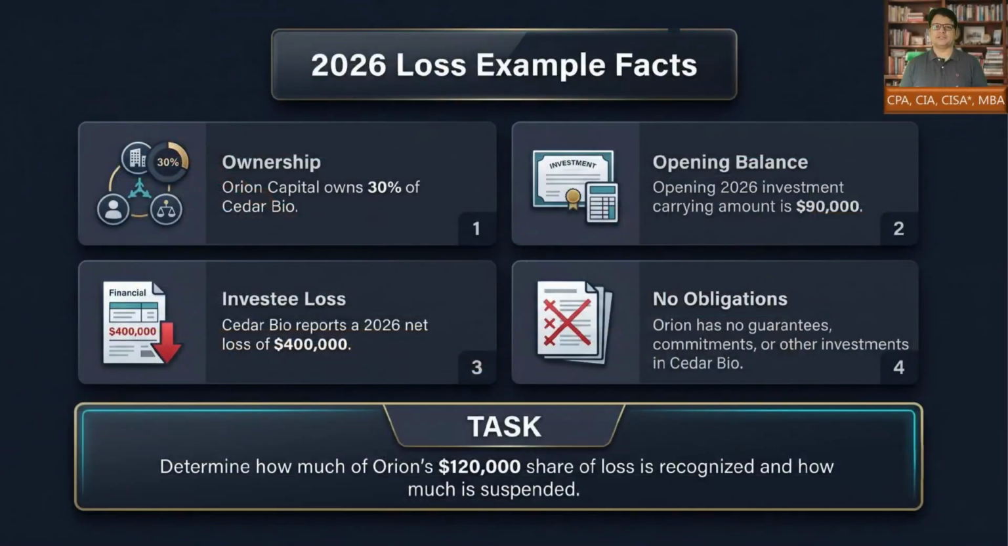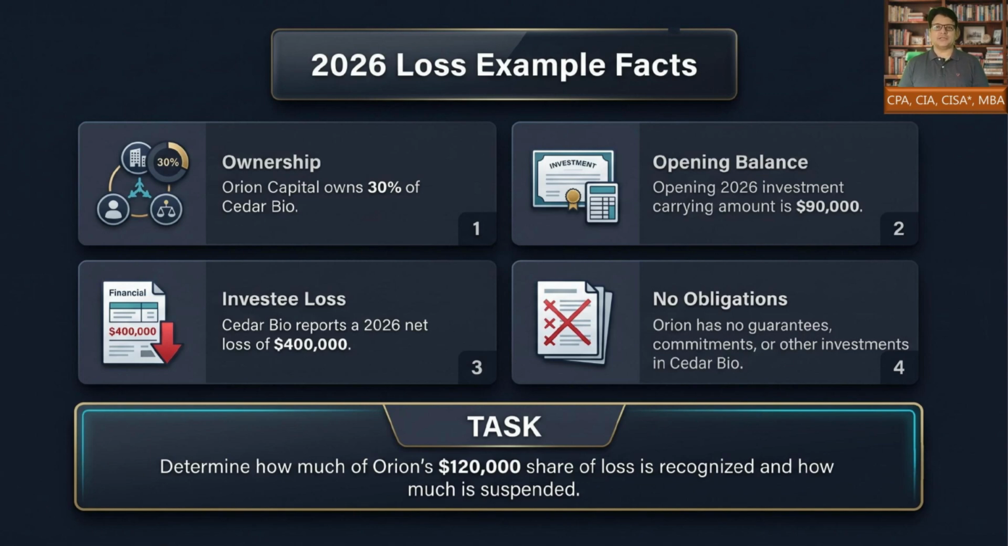Now let us apply the simple 2026 loss example. Orion Capital owns 30% of Cedar Bio. Orion's opening 2026 investment carrying amount is $90,000. Cedar Bio reports a 2026 net loss of $400,000.